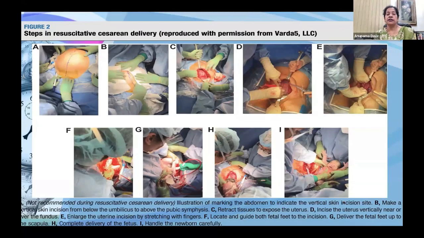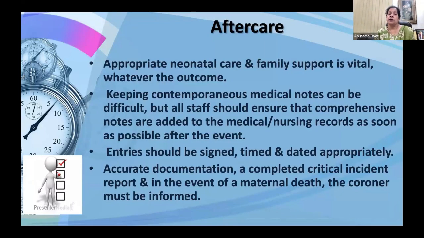So this is the procedure. As you can see, a vertical incision is given, the baby is delivered and handed over. At times, when there's return of spontaneous circulation, there would be excessive bleeding, and you would need to give uterotonics. You need to clamp the cord, deliver the placenta, and immediately shift the patient to the operation theater. Aftercare, appropriate neonatal care and family support is very important, whatever be the outcome.